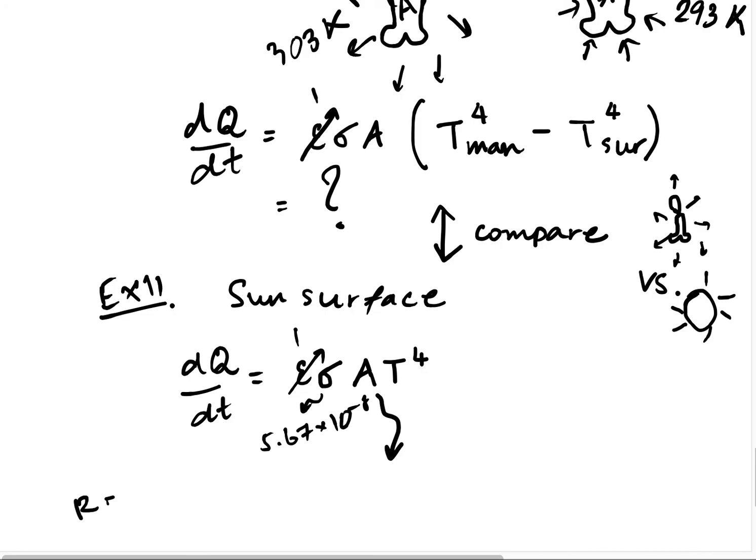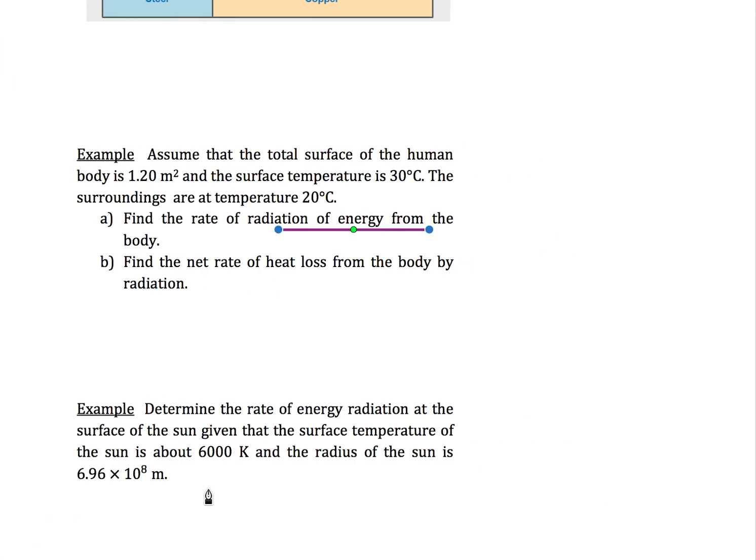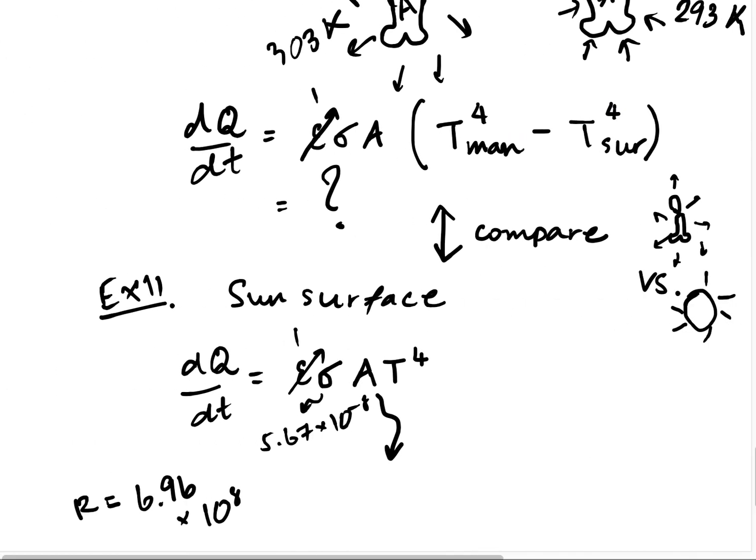So you are given the radius of the sun as about 6.96 times 10 to the 8 meters. The surface area you can calculate from 4 pi r squared. You are just going to get something with a very large order of magnitude, at the order of 10 to the 18.